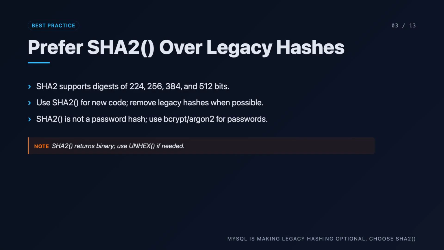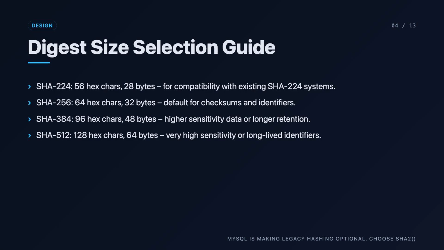When replacing MD5 or SHA1, switch to the SHA2 family. It offers multiple digest sizes and is designed for modern security needs. Remember that SHA2 should not replace password hashing mechanisms. Choose the SHA2 digest size based on how sensitive the data is and how long you need to keep it. For most checksums, SHA256 works, while you should use larger sizes only when security requirements dictate.